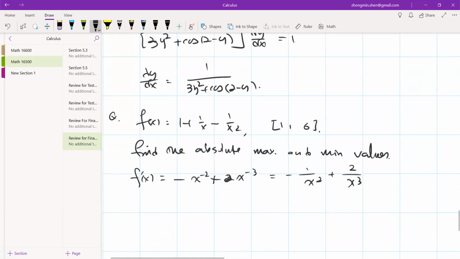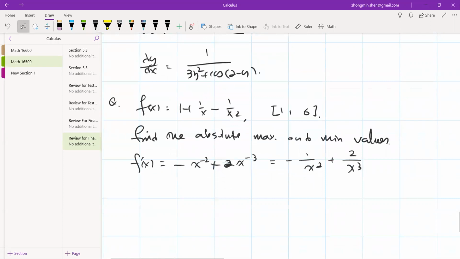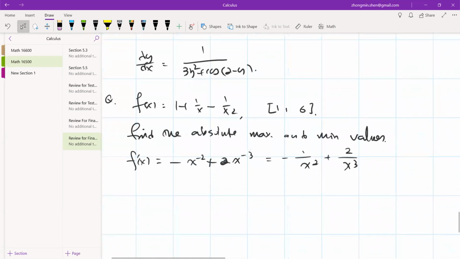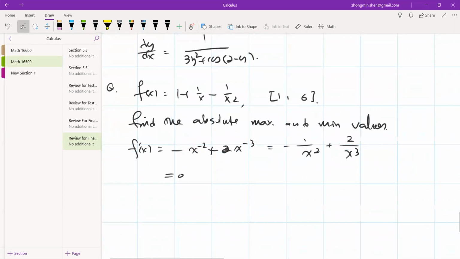Find the derivative. The question is how do you find the critical number? The critical number is going to be, this is 0, right? You solve that. So you can multiply both sides by x cubed. So again, negative x plus 2 equals 0. That implies x equals 2. So 2 is a critical number in the interval.